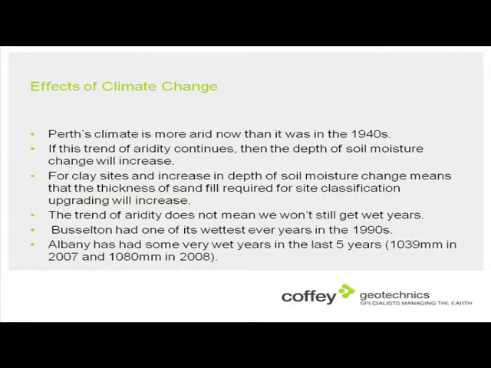But we need to recognise, particularly if we're talking about groundwater levels, that just because we have a drying trend, we still do get wet years. So, for example, Busselton had, I'm not sure if it's the wettest, certainly one of its wettest years in the 1990s, and Albany's been having quite a run of wet years in recent years. So Albany doesn't seem to be drying to the same extent that Perth is.